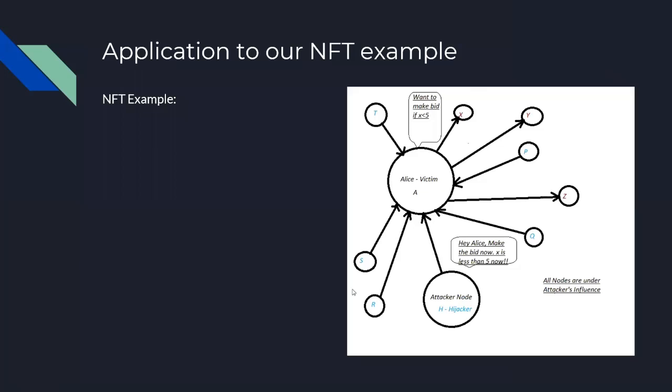Now let us take an example, digital cat. This is discussed in tier 2 as well. This NFT example has a param x and a threshold 5. If and only if param x is less than 5, Alice will bid for the cat, or else no. The attacker will influence Alice to bid for the cat even though x is greater than 5, saying x is actually less than 5 to Alice. Now let's see how the algorithm works in this case to tackle the problem.